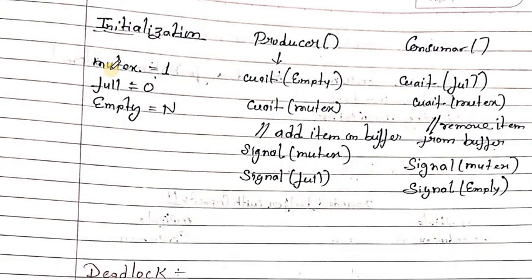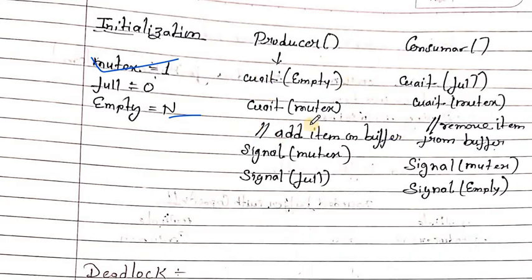Here is the initialization. Mutex is 1, which means the buffer is not locked. Full is 0, which means there are 0 elements in the array. Empty is n, which means n slots are free.